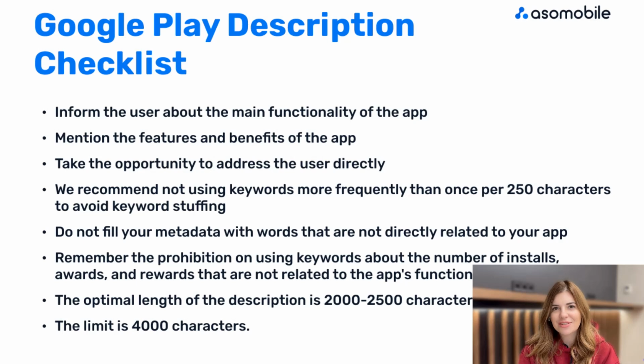Make sure to incorporate crucial keywords exactly as they are, without altering their endings or plurality, precisely in the order you discovered them, especially those with high traffic that are significant to you. Do not fill your metadata with words that are not directly related to your app. From an ASO perspective, there's no point in doing that. Relevance is everything. Remember the prohibition on using keywords about the number of installations, awards, and incentives that are not related to the app's functionality.